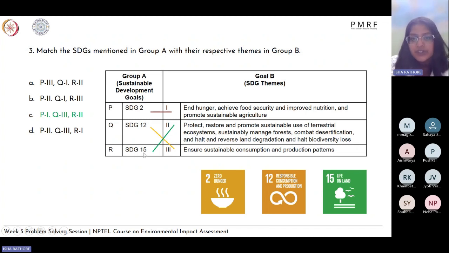Sustainable Development Goal 15 deals with life on land. So it matches with option 2, which is protect, restore, and promote sustainable use of terrestrial ecosystems, sustainably manage forests, combat desertification, and halt and reverse land degradation and halt biodiversity loss. So option C, that is P matches with 1, Q matches with 3, and R matches with 2, is the correct answer. Okay. So moving on to the next question.